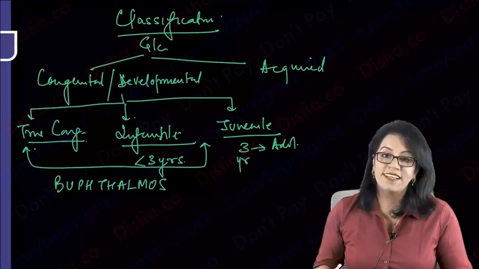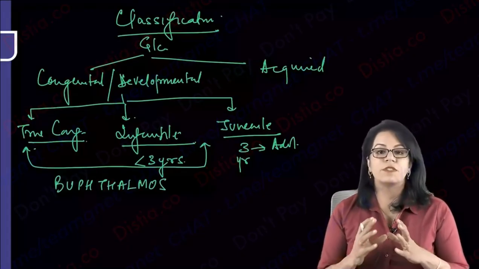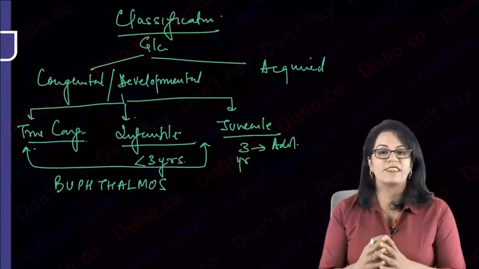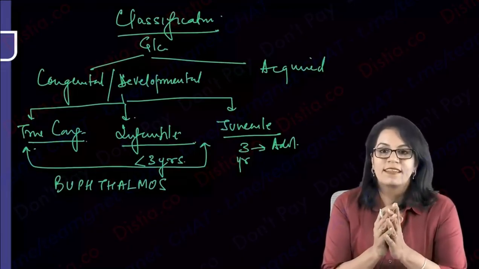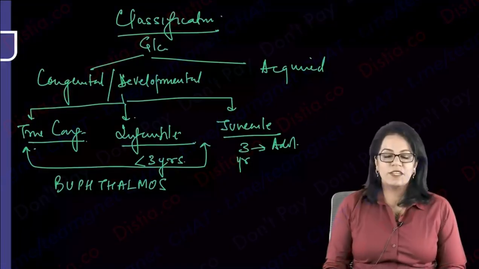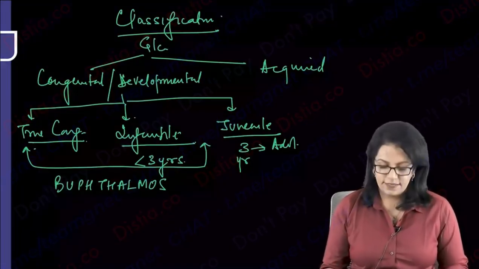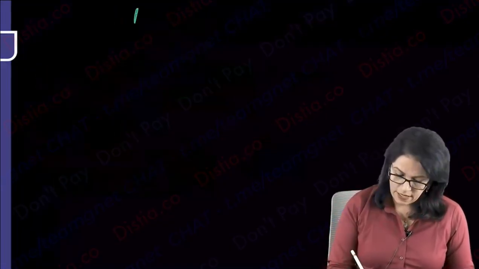Expansion of the eyeball, and it is synonymous with true congenital glaucoma or with infantile glaucoma. Okay, so then we talk about acquired. Let us write for acquired.